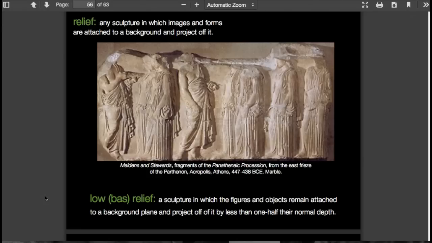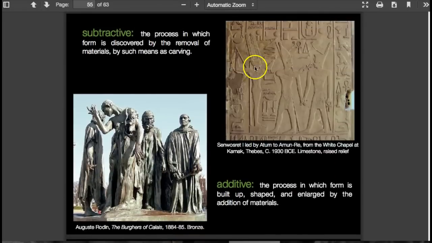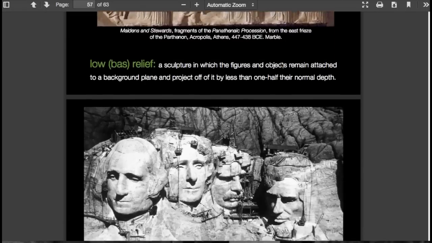And basically the difference is that in low relief, the figures remain very attached to the background, and they only project by less than half of their normal depth. And so we can see that we get just about half of the body, right? That's what's projecting from the wall here. And so we call this a low relief. This would be considered low relief too, right? It's not quite three-dimensional. It's not really projecting very far from the surface.